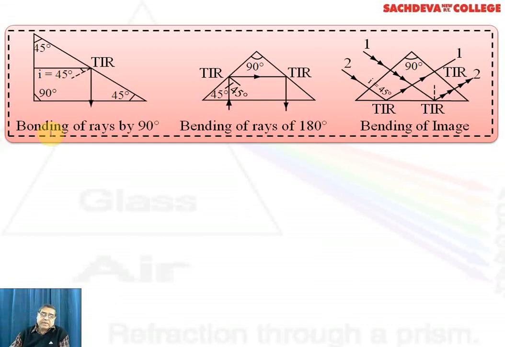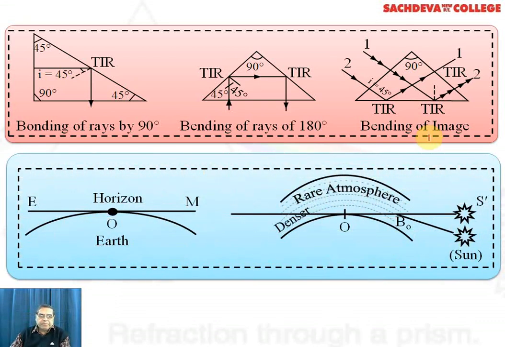Now in the second figure, the prism is of 90 degrees, that is, the angle of prism is 90 degrees. In that case, the bending of rays will be at 180 degrees. And in the third image, the extreme right, the bending of image. That is, ray 1 and ray 2 are the incident rays. When they enter the prism, then from a certain point they will be reflected, and total internal reflection is indicated by 1 and 2.